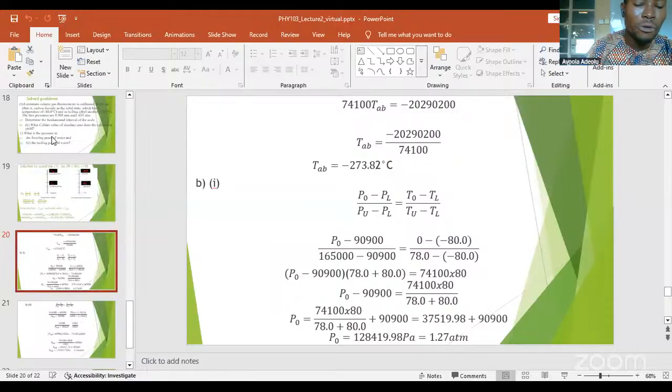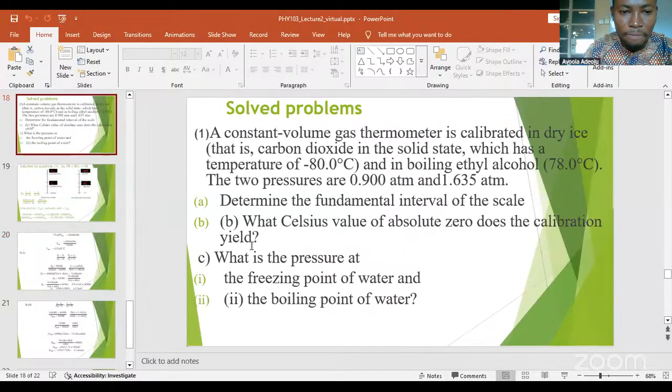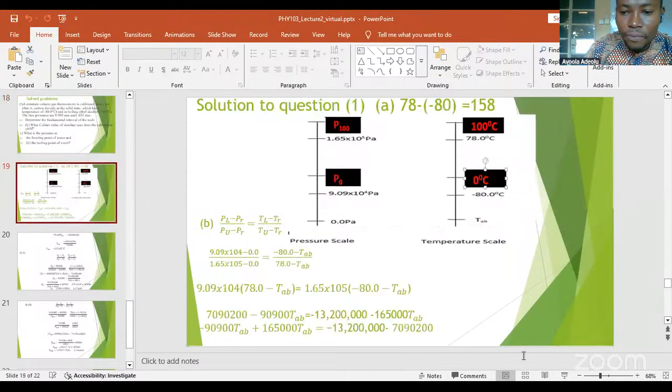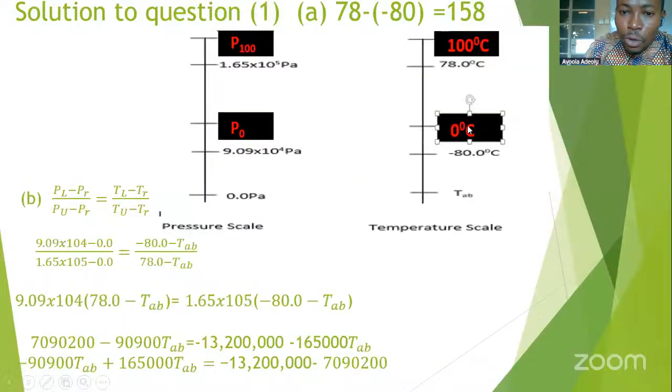Then the second one, or the third one now. What is the pressure at the freezing point of water? That means in this case, they give you the temperature and they want you to find the pressure. You know the freezing point of water now, that's 0. I'll just go to that scale and write the temperature they give me. This is the freezing point of water, 0 degrees Celsius. I want to find this pressure.